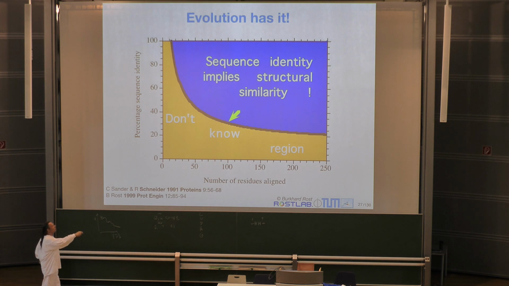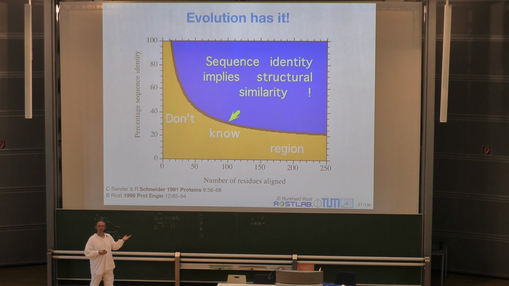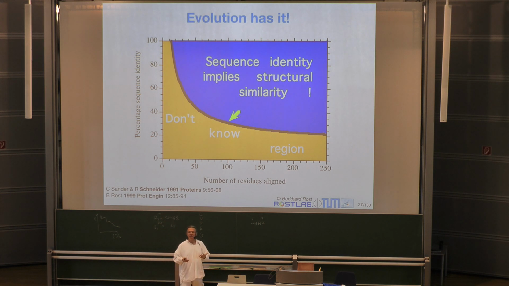I said if two proteins that are aligned over 100 residues have at least 33 of these residues, 33 of these 100 residues identical, then these two have essentially the similar 3D structure. That means you can change 67 of the 100 residues. That means that there's a lot of variability. That's the way I presented this curve before.